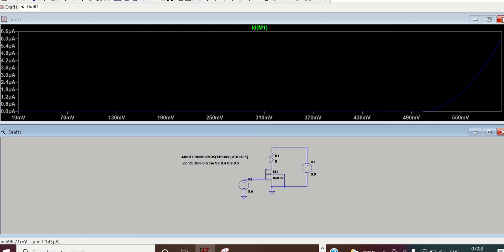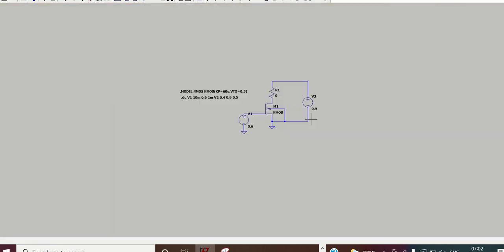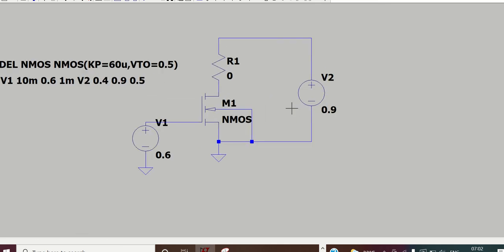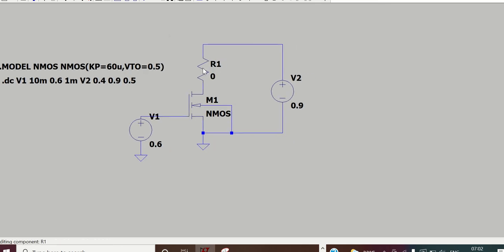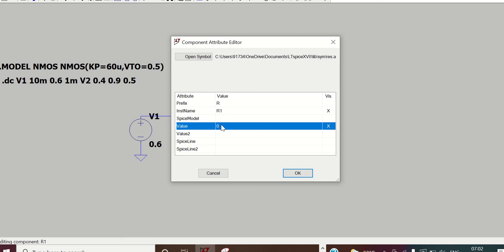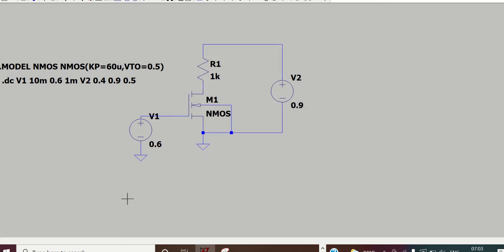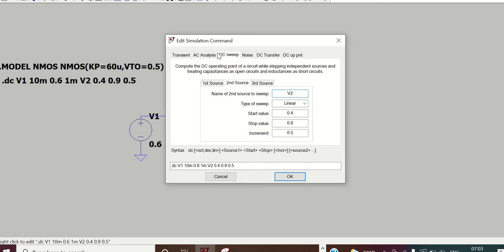It is the same circuit as yesterday that we are now going to do. Let me zoom in. So this is VGS, NMOS, PMOS, everything is correct. Now instead of 0, I am putting 1K. 1K means 1 kilo ohm. And instead of DC, now I am doing a transient analysis.